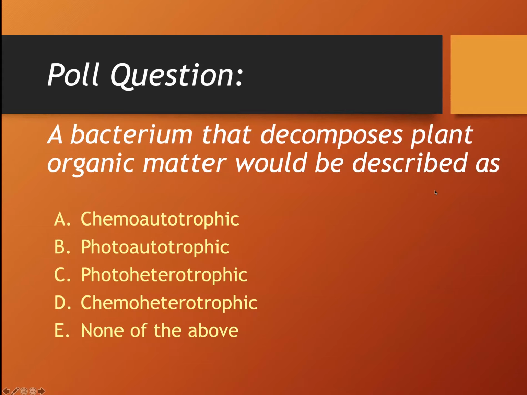So we had the majority of people put D, chemoheterotrophic, but that was only 54%. So almost half of you put one of the other answers. So somebody who put chemoautotrophic, why did you put that?